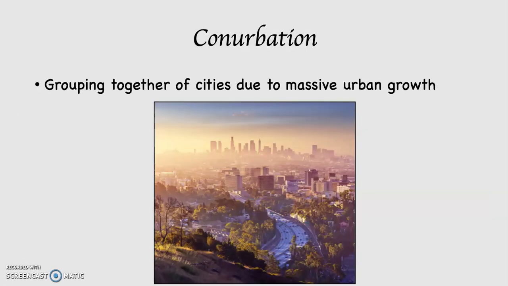That resulted in conurbation. This is the grouping together of cities due to massive urban growth. If you recall, you probably saw this picture in an earlier video of Los Angeles. Well, Los Angeles is spread out and consumed all of the flat land. Much of that was agricultural land at one point.